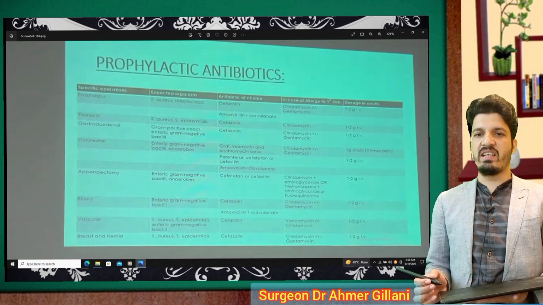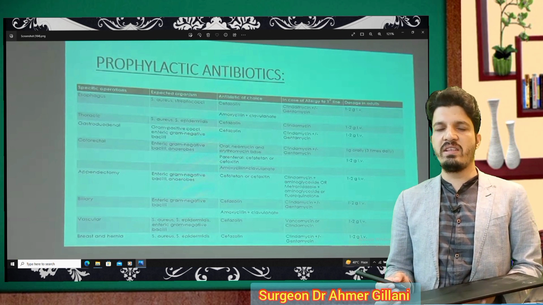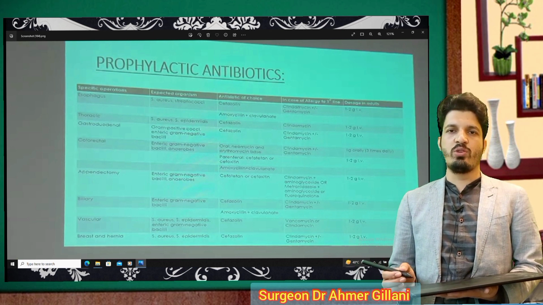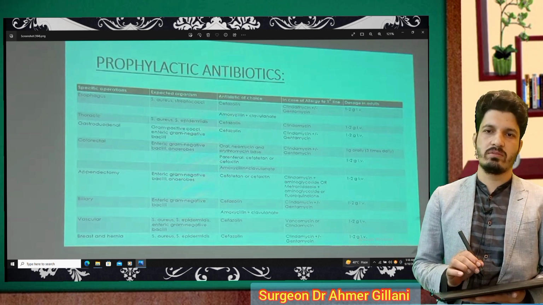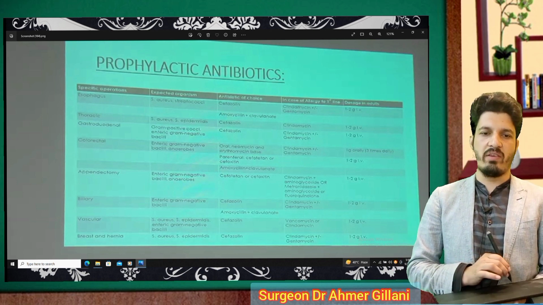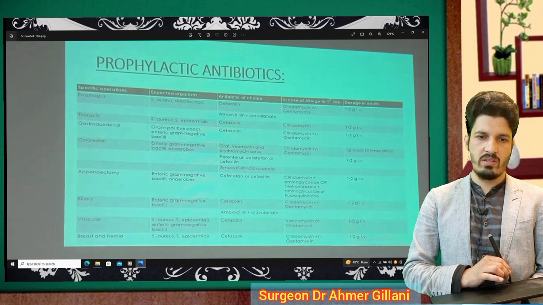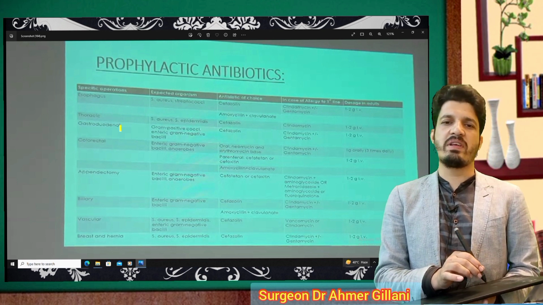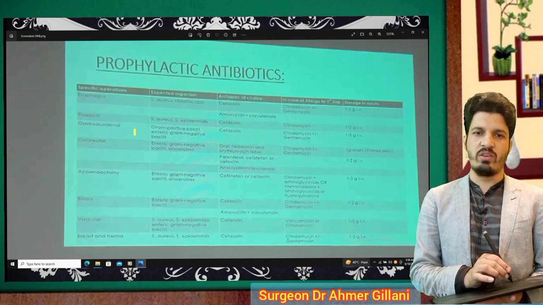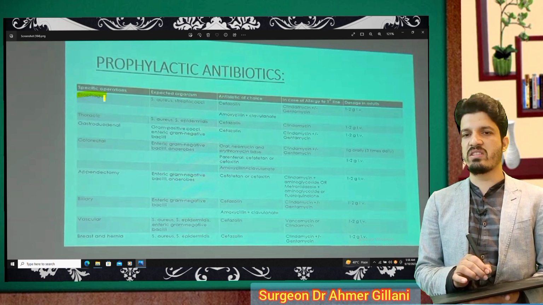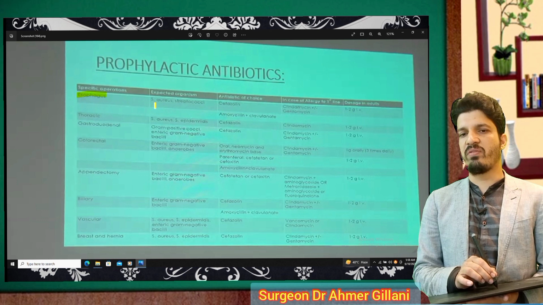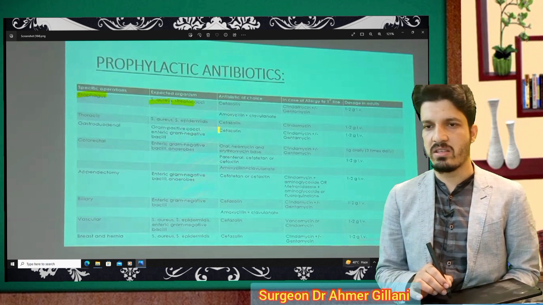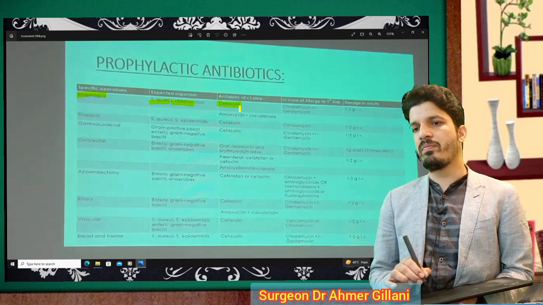So prophylactic antibiotics, this is the chart. You can take the snapshot and you can memorize all these. Here we have explained the specific operation. Like if we are doing the procedure for the esophagus, then the organism will be the Staphylococcus aureus or the Streptococcus, and antibiotic of the choice it will be cefazolin.